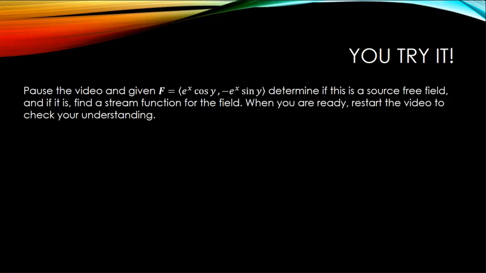So now you get to try it. Pause the video, and given the vector field f specified by a vector with components e to the x cosine y and negative e to the x sine y, determine if this is a source-free field, and if it is, find the stream function for the field. When you're ready, restart the video to check your understanding.